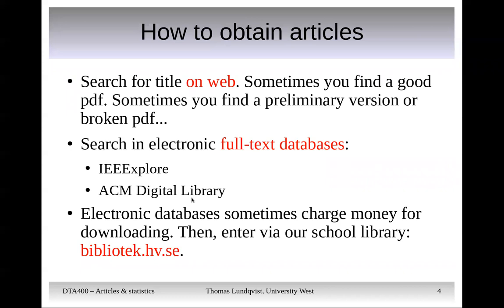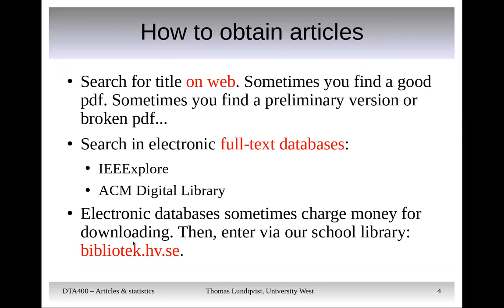Research articles. And how to obtain them? Well, the easiest thing is actually just to do a Google or web search. Sometimes you find a perfect version, you find a PDF. Some authors put up free versions. If you're unlucky, or lucky, you can get a preliminary version. And that might be good enough, and then you're happy. Otherwise, you can go to our library and access the full text databases, IEEE Xplore and ACM Digital Library. There are many databases in the world, but these two cover our area quite well.